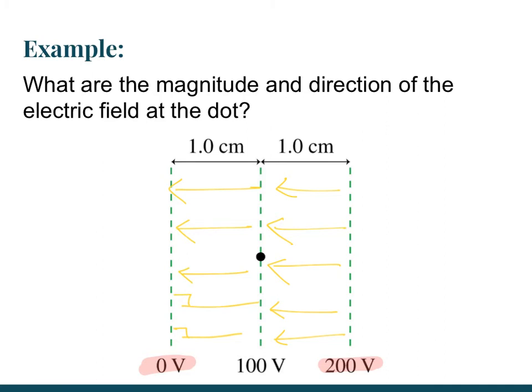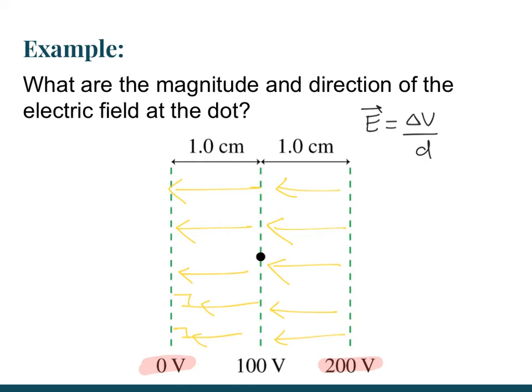So that's the direction of our electric field. And now we have to find the magnitude of the field at the dot. So we're going to use that equation, electric field equals change in potential over distance between the equipotential lines.